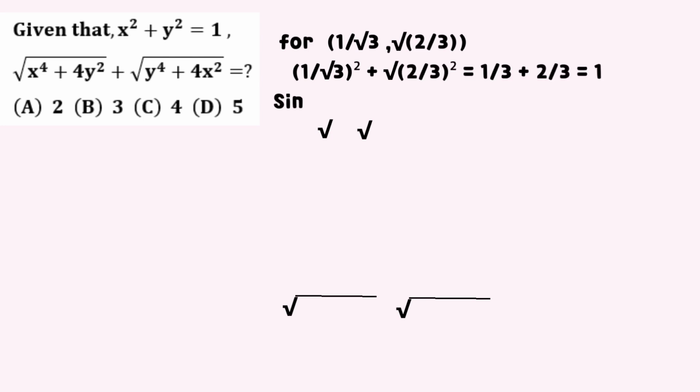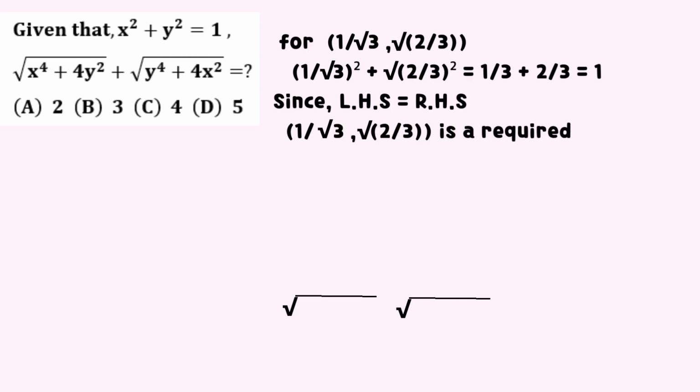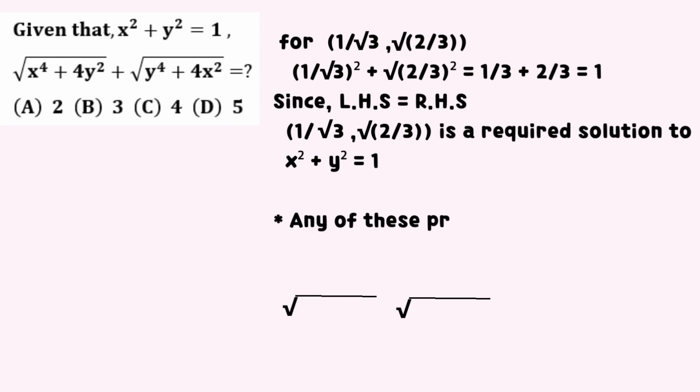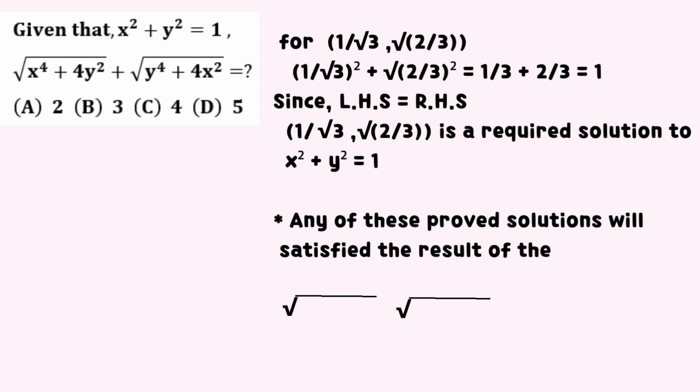For inverse of square root of 3 and square root of 2 divided by 3, we substitute into equation 1 to verify if the left-hand side equals the right-hand side of the equation, which proved to be true. 1 equals 1 is a true statement. It implies that 1 divided by the square root of 3 and the square root of 2 divided by 3 is a required solution to equation 1.